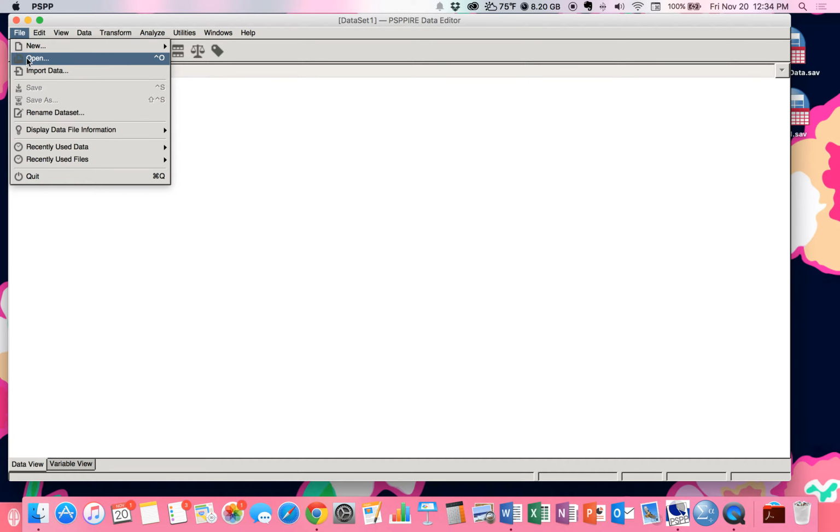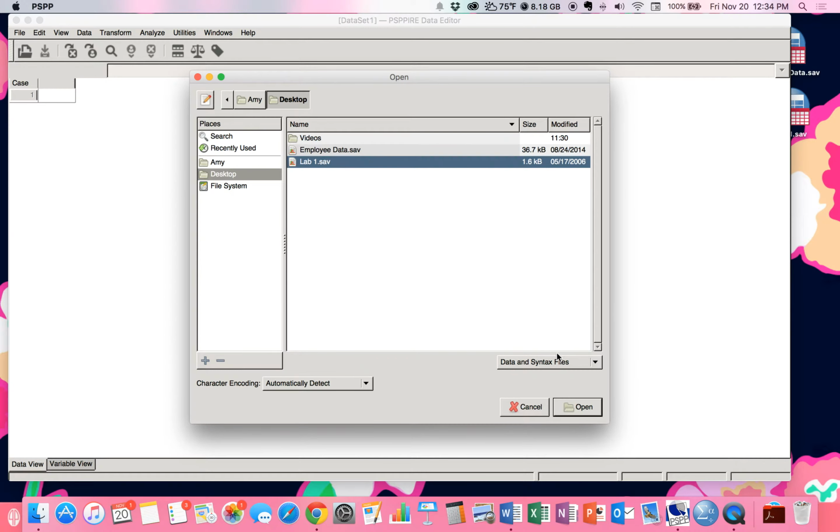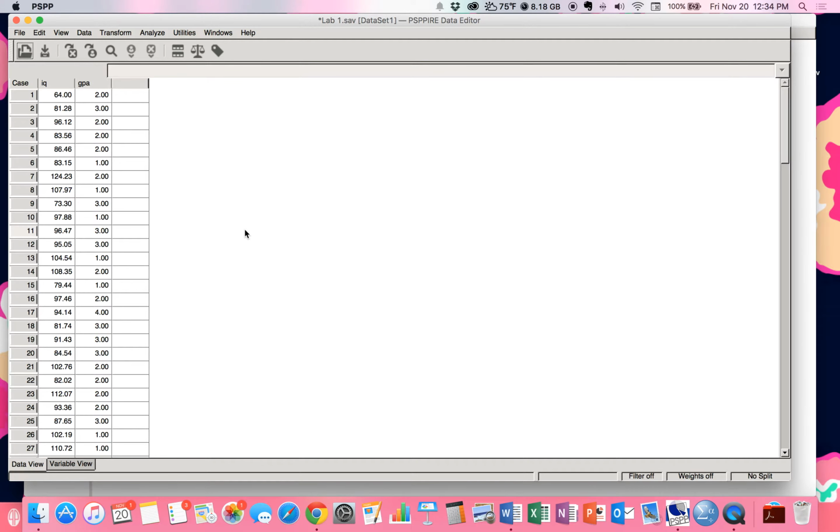And I'm going to say that's open up our file. So I save mine on my desktop, Lab 1. And I can see that here, right? Remember, we watched our Getting to Know PSPP video, hopefully. So we know that each row is one person, each column is a variable. So here I have IQ and I have GPA.